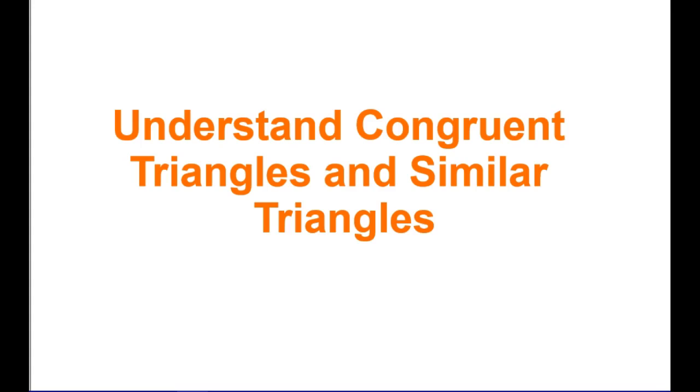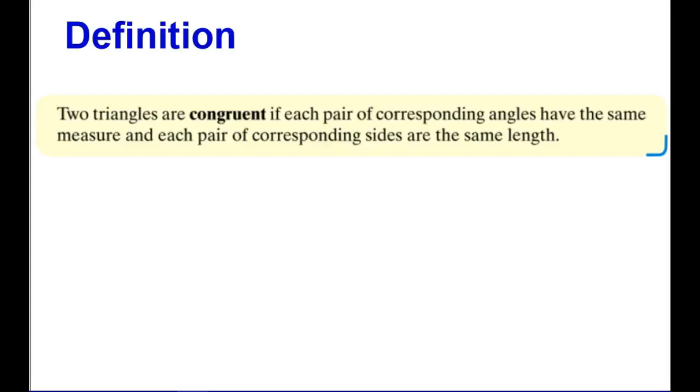Now we're going to look at congruent and similar triangles. Congruent triangles are exactly the same, and I know they're exactly the same if my angles have the same measurement and the sides have the same exact length.